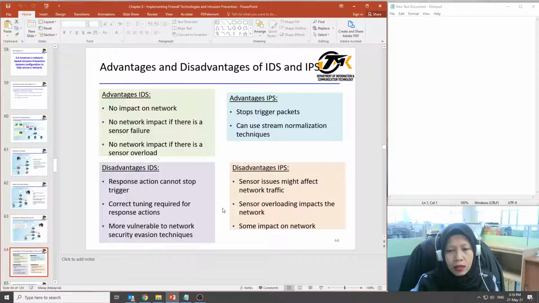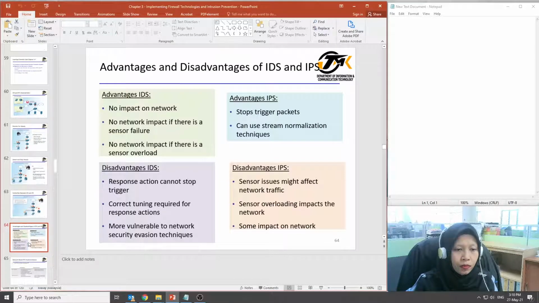The disadvantage is that sensor issues might affect the network traffic. Why does it affect network traffic? Because the sensor does something to stop the attack. So when it stops the attack, it might be blocking a port or blocking an IP address. When it does this, some services might be stopped at the same time. And sensor overloading impacts the network. Yes, it will impact the network. Why? Because when it overloads, the prevention might not work correctly, so it will impact the network.